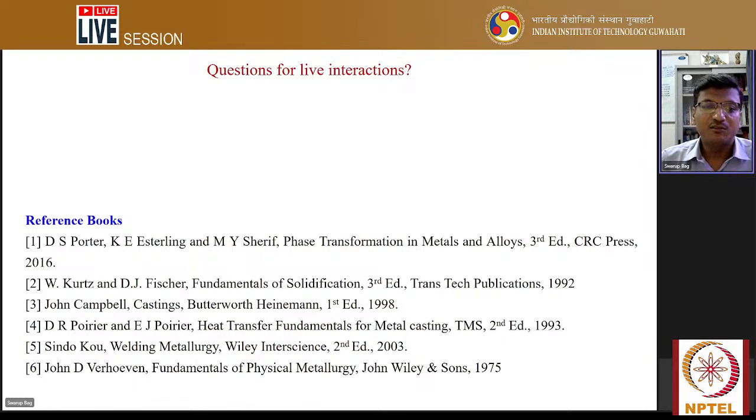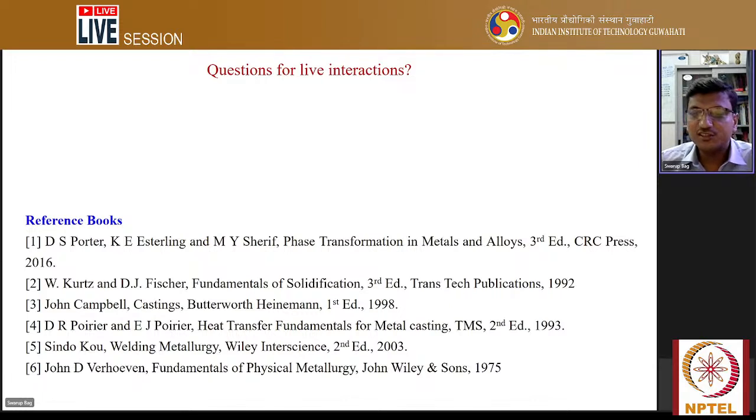Now, if you look into the application of solidification processes to understand microstructure formation, then in the case of casting, reference 3 is more useful. If you want to understand the heat transfer associated with the casting process, then reference 4 is the useful book. If you look into the metallurgical aspects of solidification aligned to welding, then the 5th is the most suitable book. And for an overall understanding of physical metallurgy, we can follow book 6.